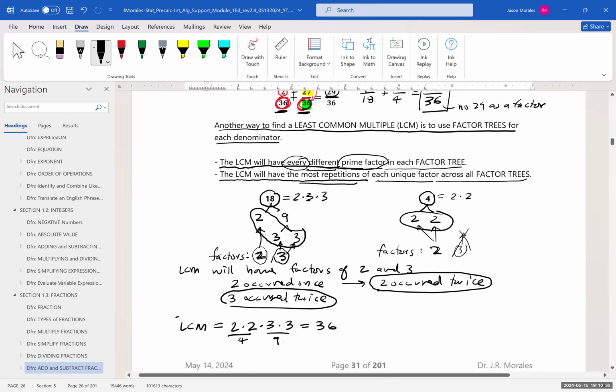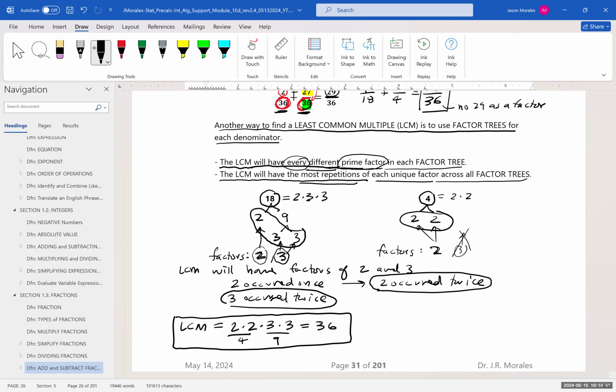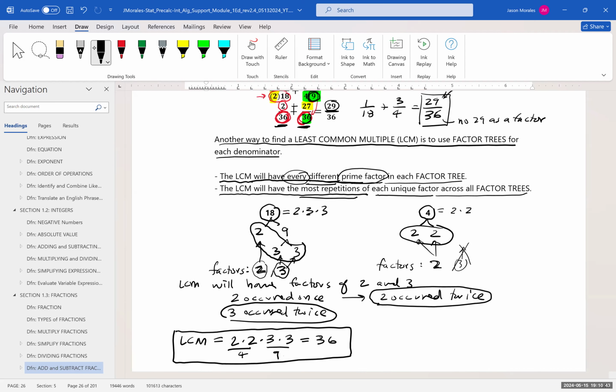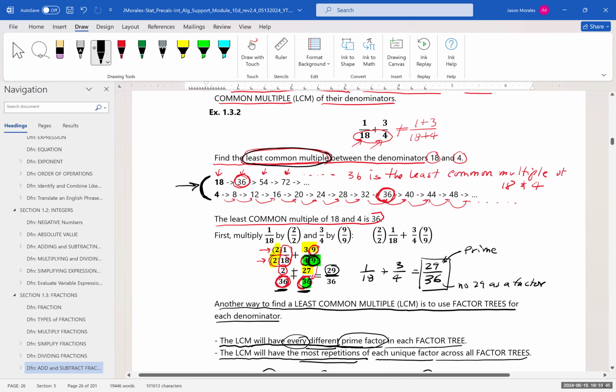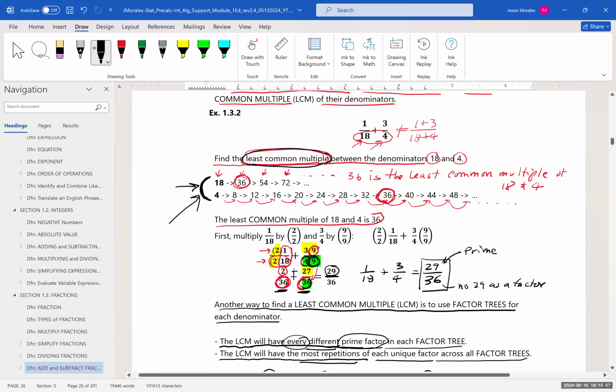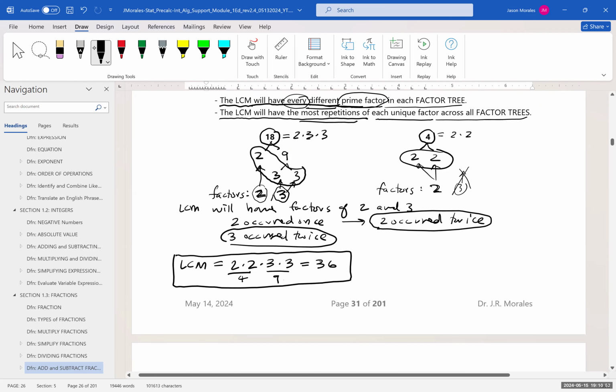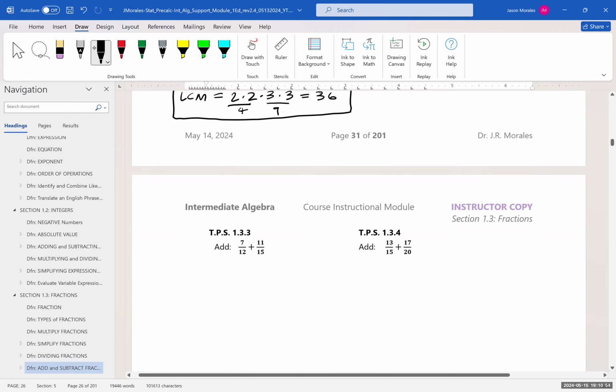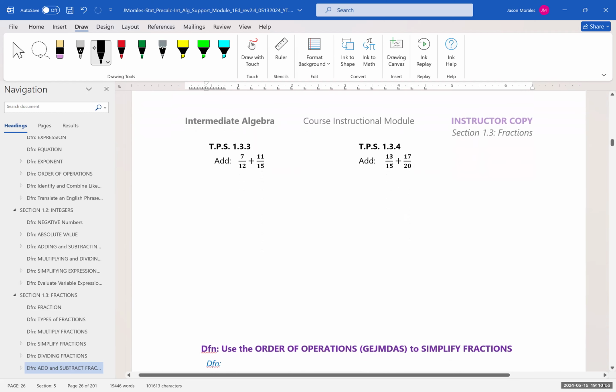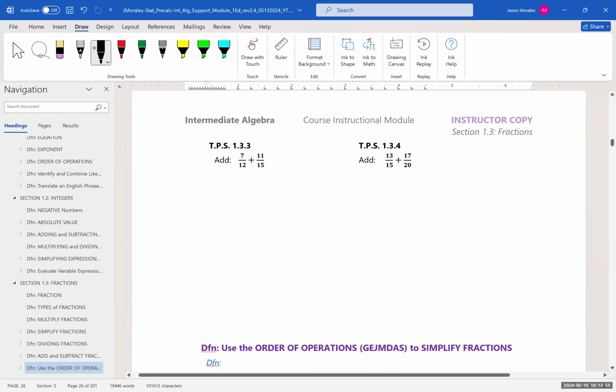So this is a different way of how you can come up with a least common multiple between two different denominators, which, believe it or not, is in a number of situations going to be better than doing it this way. So let's look at an example of that. Now, I do have these examples as think pair shares, but let me do the first one, and I'll leave the second one for you to do, and I'll give you the answer.